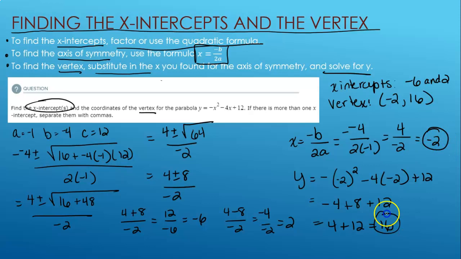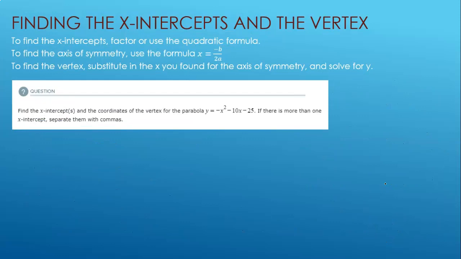So that came from there and there. None of this information is new to you. These are all things we've done before. The zeros were found using the quadratic formula. The axis of symmetry we already learned today. That's x equals negative b over 2a. The only thing that's really new here is substituting into the equation to get y. You pause the video and try this one on your own.